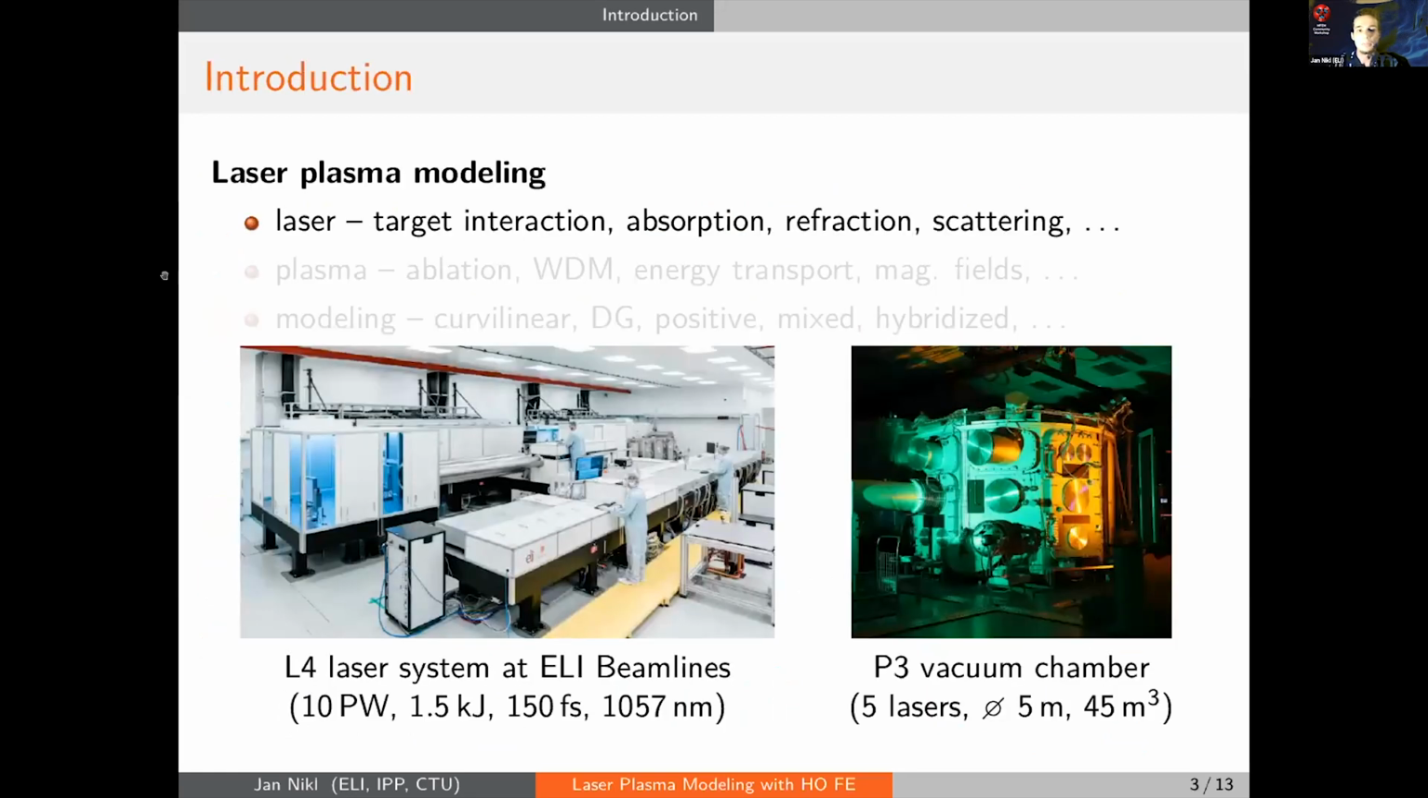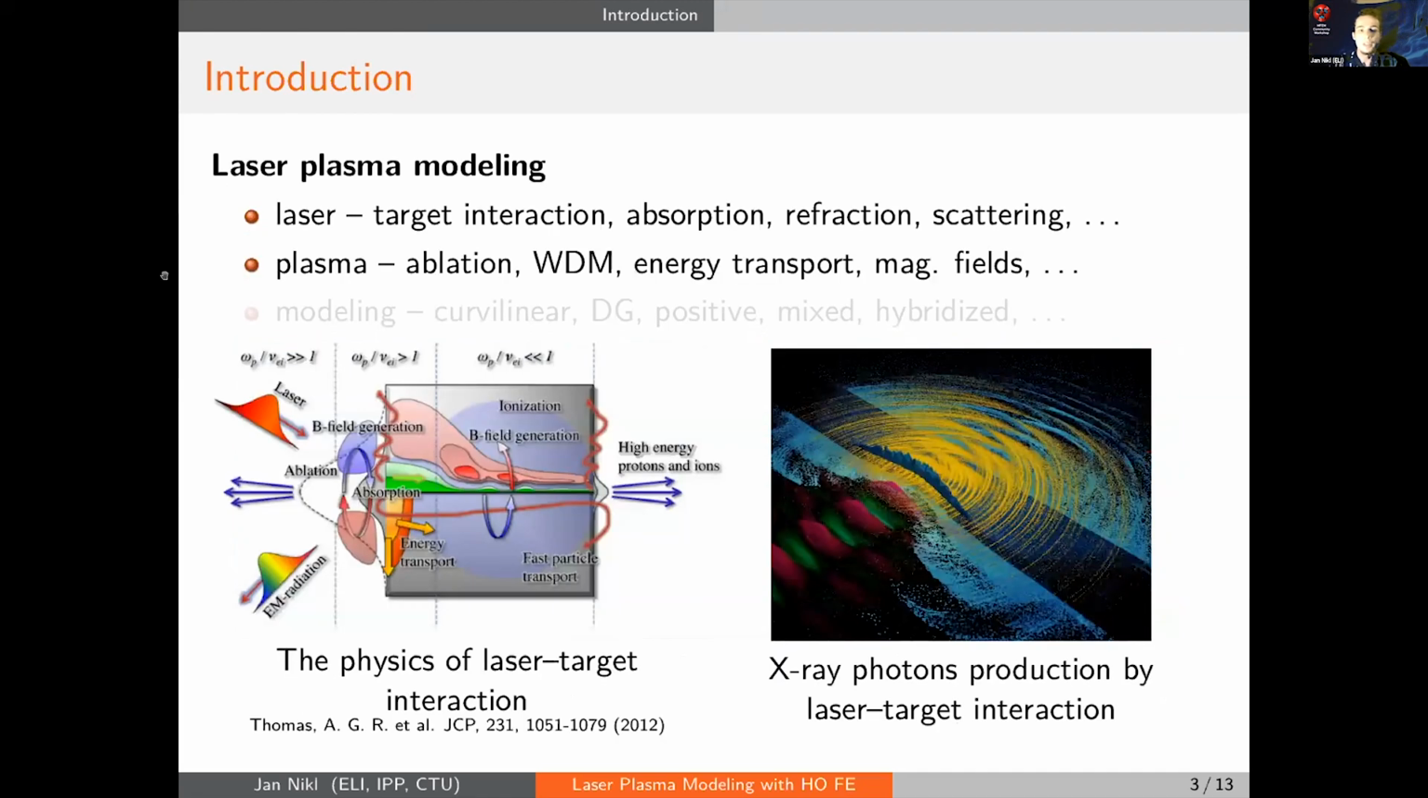So laser plasma modeling, what is it about? So we need some lasers, like the 10 petawatt system L4 at ELI Beamlines, for example. And this laser then interacts with matter inside an interaction chamber, like P3, also at ELI. And the laser gets absorbed, refracted, scattered, and so on. And through this process, it creates plasma. But this is not that straightforward a process at all.